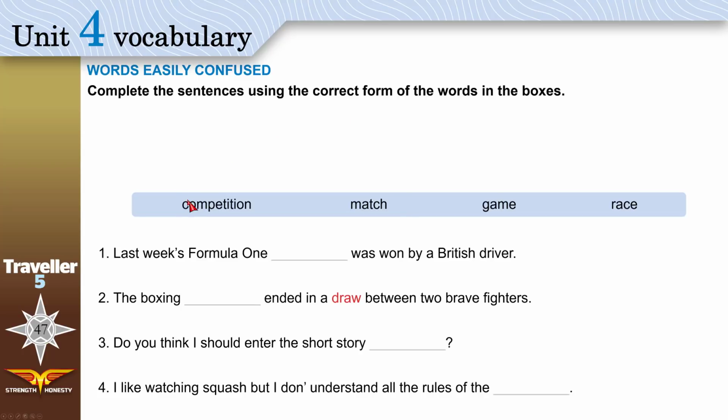The first group of words, we have competition, match, game, and race. All of them are nouns and all of them are related to sports. The first one is competition. The verb is compete. I am competing. I entered a competition. In competitions, people try to find out who is number one, who is the best.